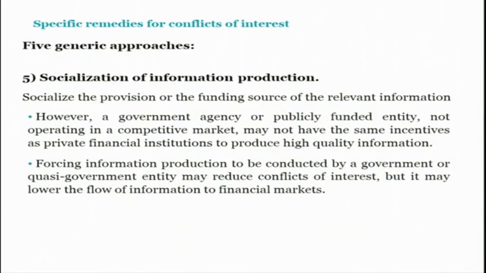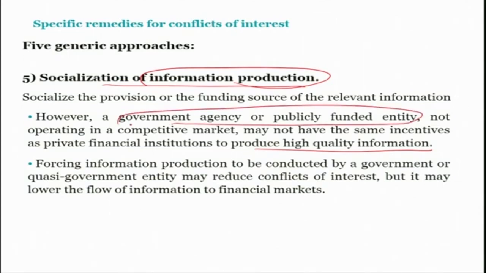The last one is socialization of information production. Socialize the provision or the funding source of the relevant information. However, a government agency or public funded entity not operating in a competitive market may not have the same incentive as private financial institutions to produce high quality information. So socialization of information production means mandating a government agency or a public funded entity to collect information. That is one solution. However, we also need to remember that they may not have the same incentives as private financial institutions to produce high quality information.